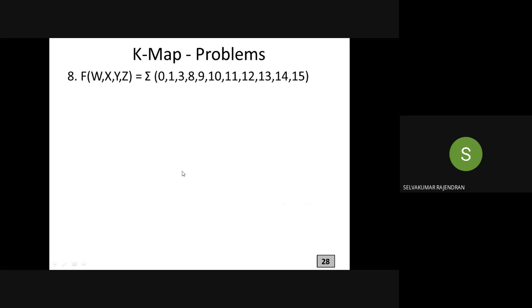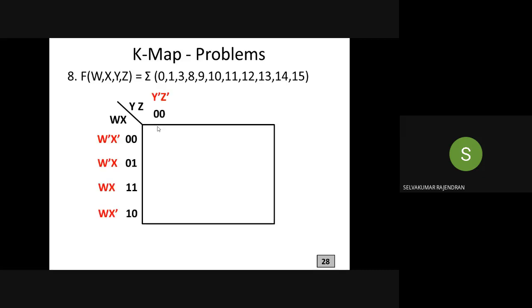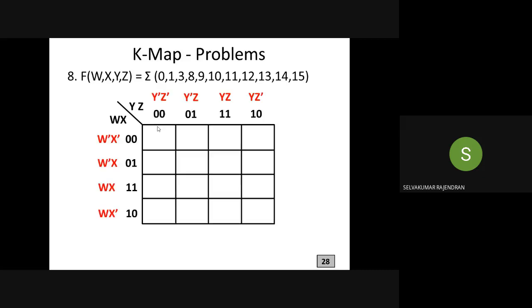In this example, we have 4 variables, f of w, x, y, and z, which is equal to sum of minterms 0, 1, 3, 8, 9, 10, 11, 12, 13 up to 15. So it is a 4 variable Boolean expression. We need to draw a 4 variable K-map with 16 cells. So this is the position for variables, and the cells are numbered 0 to 15. Then I'm putting the ones in respective cells: 0, 1, 3, 8, 9, 10, 11, 12, 13, 14, 15.